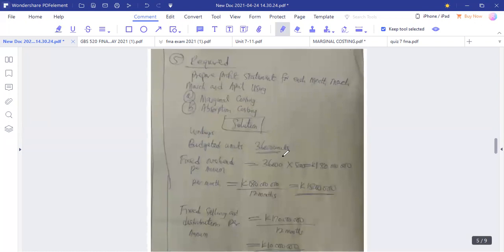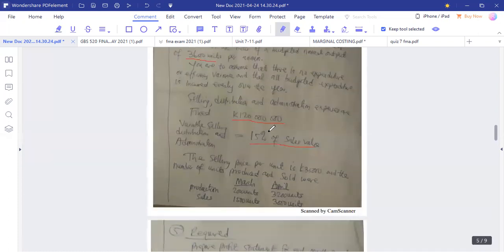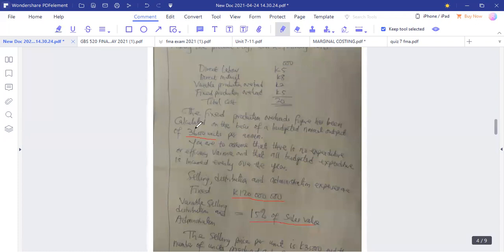So budgeted units, 36,000 units. Now, the units that were budgeted is 36,000 units. According to the question, they're saying the fixed production overhead figure has been calculated on the basis of budgeted normal output of 36,000 units per annum.